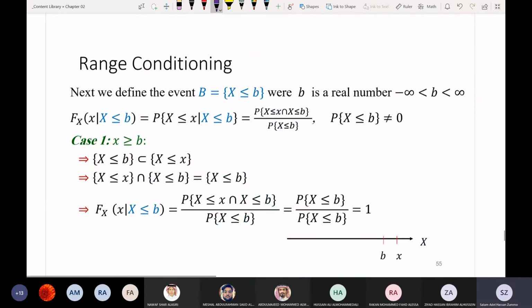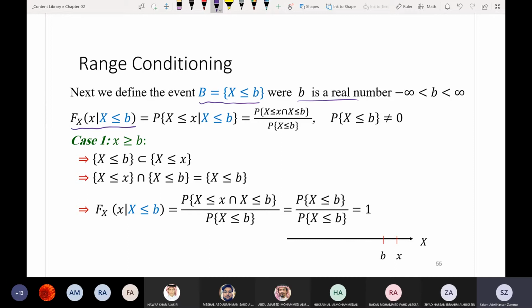طيب الآن the other conditioning is the range conditioning. When we define the event B to be a range, x less than or equal to a specific number b, where b is any real number, we are interested in finding the CDF of x given the condition, given x is less than or equal to a specific number b. So given that x, the random variable, is less than a number b, what is the CDF of x?